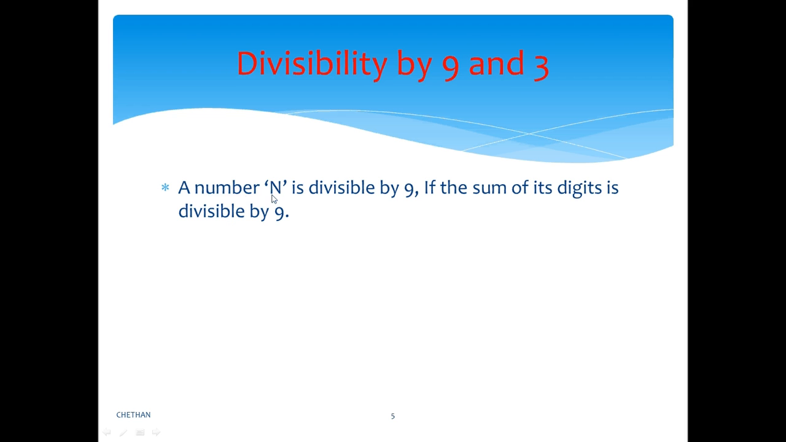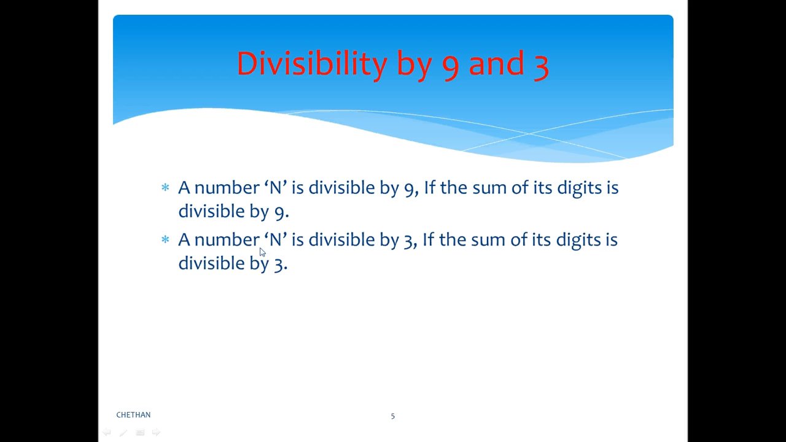See here, if we consider a number n, that number is divisible by 9 if the sum of its digits is divisible by 9. That means we have to add the digits of the given number, then divide that sum. If that sum is divisible by 9, then that number is also divisible by 9. For 3 also we have the same condition. A number n is divisible by 3 if the sum of its digits is divisible by 3.